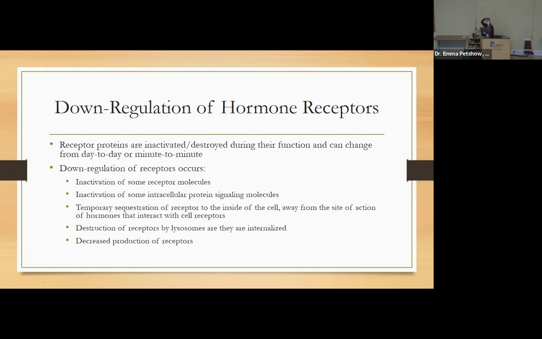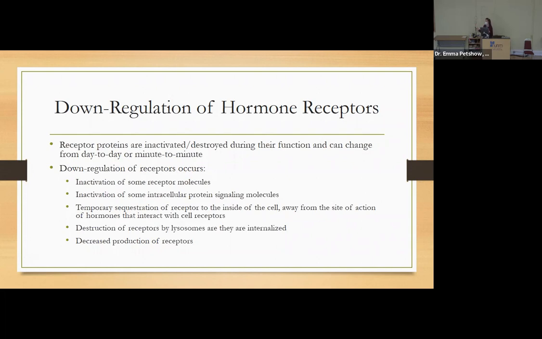By inactivation of some receptor molecules, maybe a conformational change of the actual site itself. Inactivation of an intracellular protein process, so thinking about your GTP, your G proteins, cAMP, inactivation of those processes downstream. Temporary sequestration of the receptor inside the cell away from the site of action. This could be due to a conformational change of an enzyme, or a competitive blocker, so a medication or another hormone that could also bind and temporarily inactivate or move that receptor away so it can't bind with its target hormone.